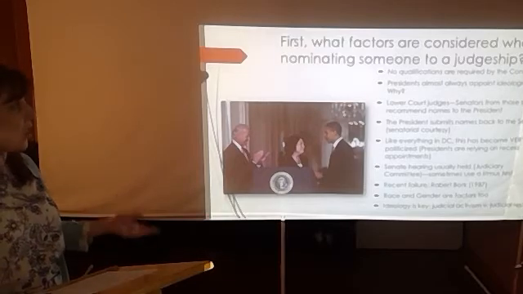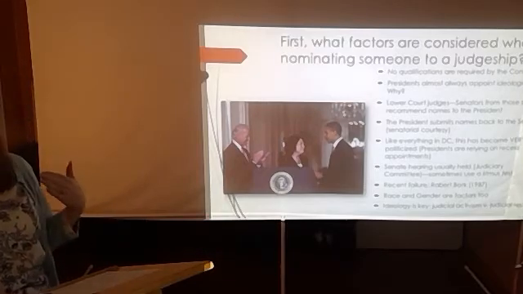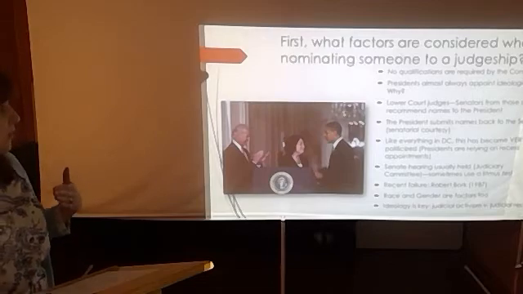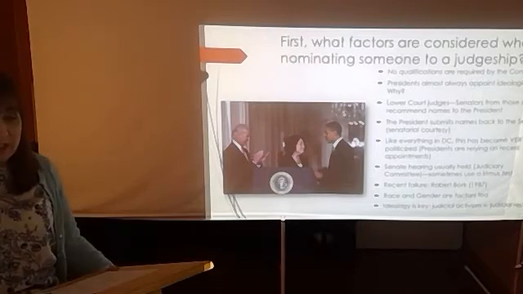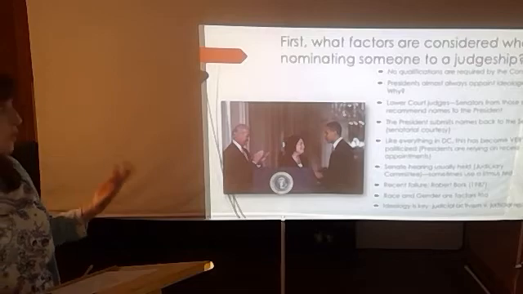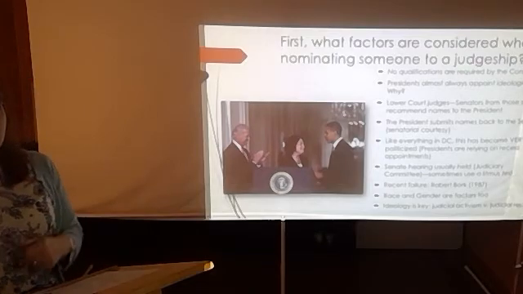Presidents will almost always appoint ideological allies. And what that means is if the president tends to be a little more liberal, then he's going to appoint judges that tend to be a little more liberal.